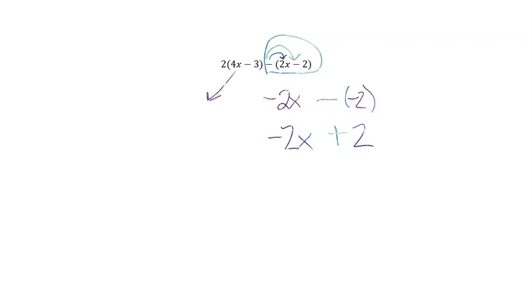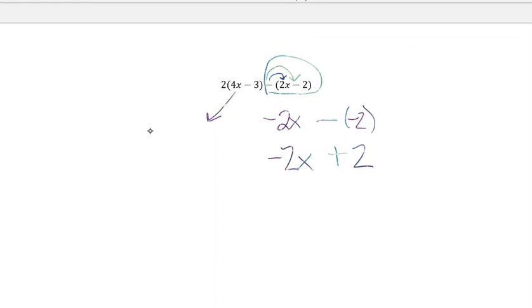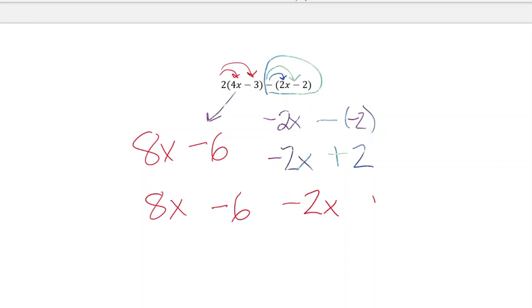The first parentheses also requires distribution. So when we distribute 2 times 4x, we get 8x. And then we distribute the 2 times the negative 3, and we get negative 6. So again, that's 2 times 4x is 8x, and 2 times negative 3 is negative 6. So now we have 8x minus 6 minus 2x plus 2.